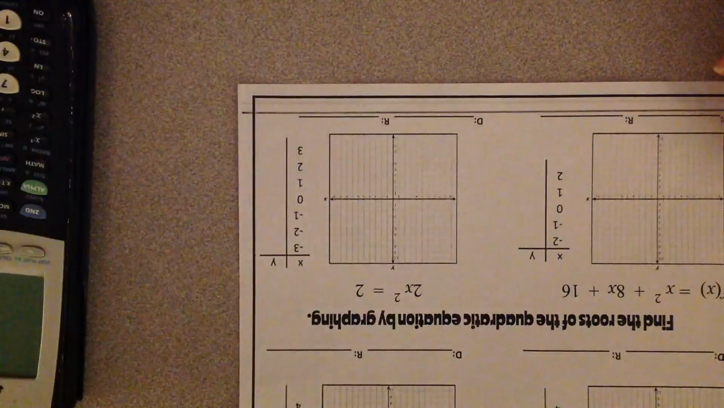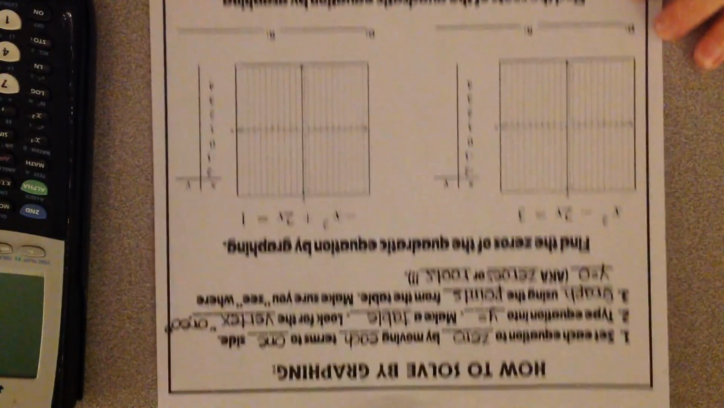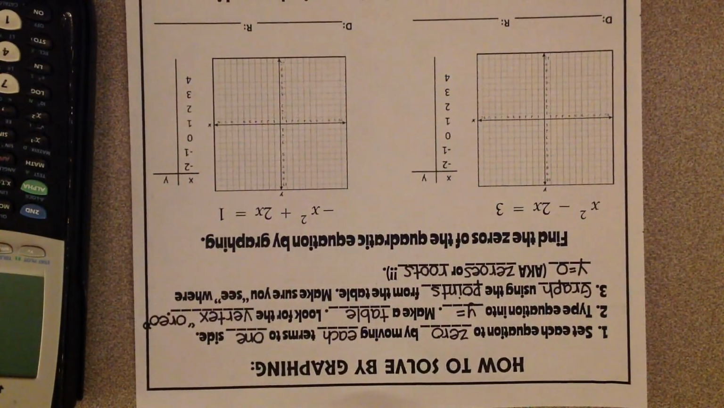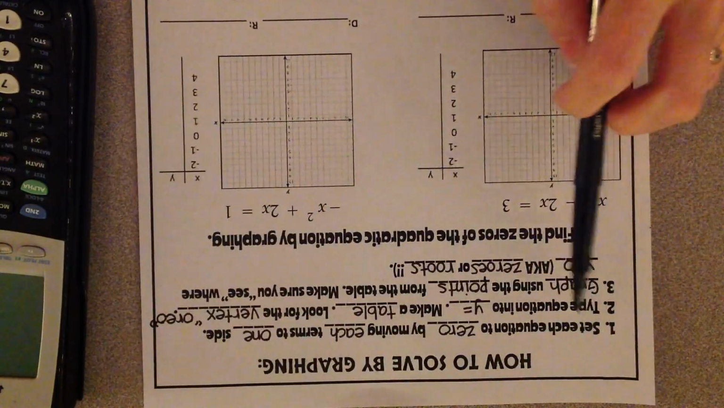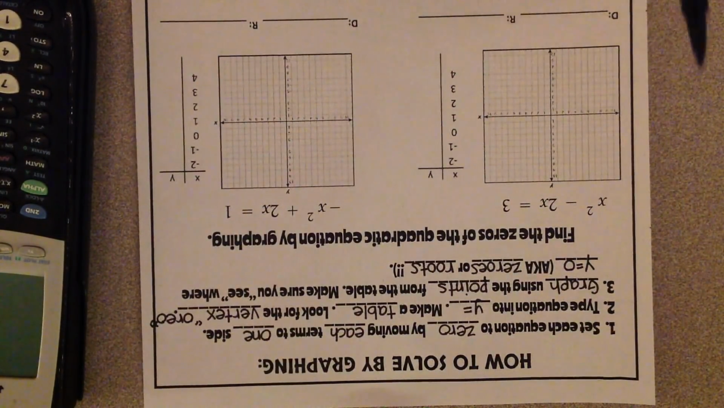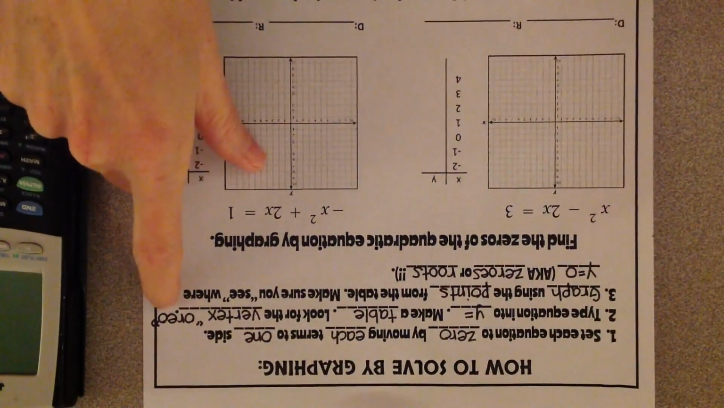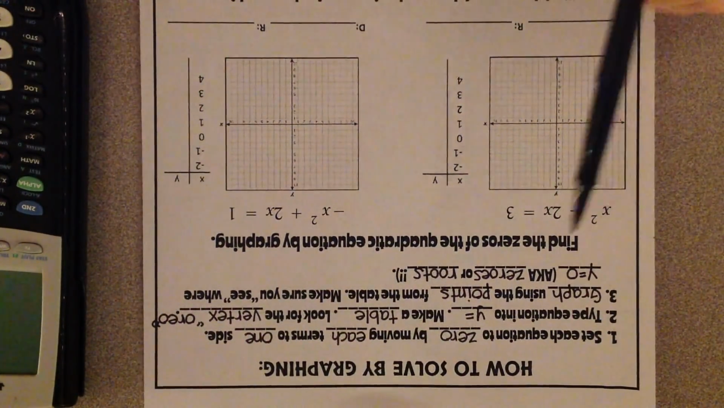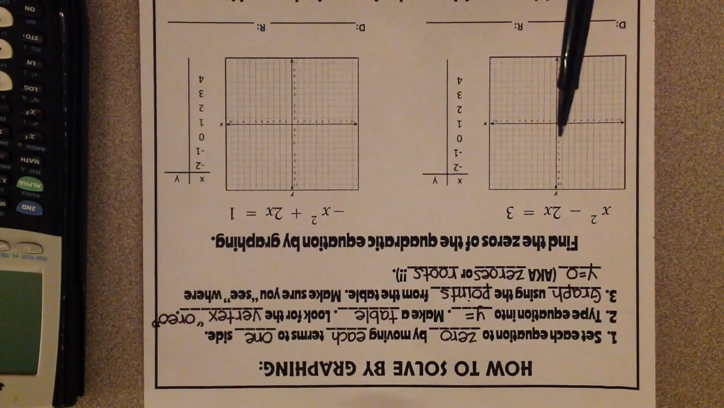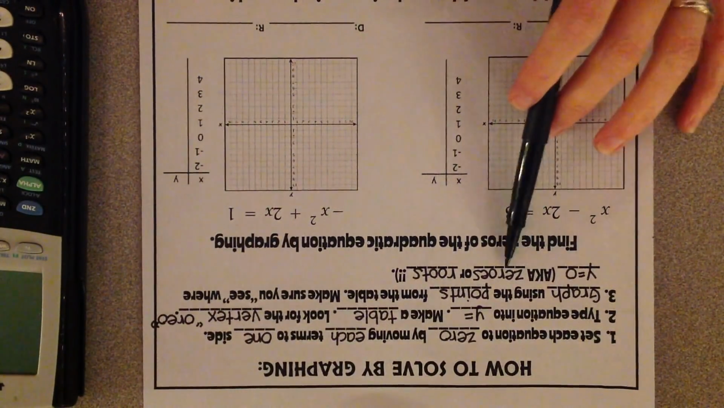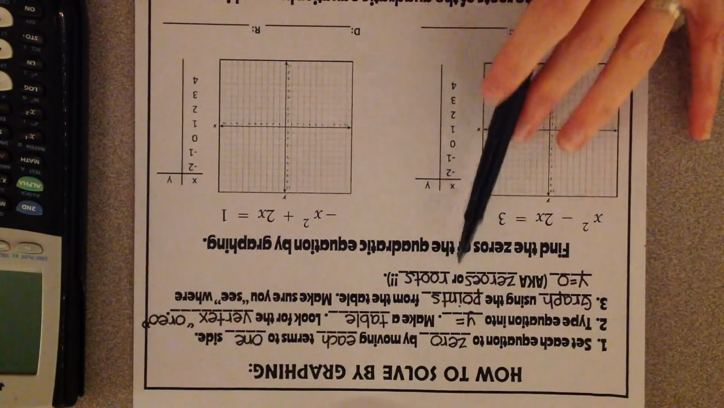So now we're going to look at how do I solve by graphing. So the first thing you want to do is set each equation to 0 by moving each term to one side. So if all of your terms are on one side, then you are ready to go to solve your equation. If not, you're going to have to do some rearranging. You're going to type your equation into y equals, and you're going to make a table. You want to look for your vertex, and I'm going to talk about Oreo here in a minute to help you find your vertex. You're going to graph using the points, and you want to make sure that you see where y is equal to 0. That's where you have your zeros, your roots, your solutions, your x-intercepts.